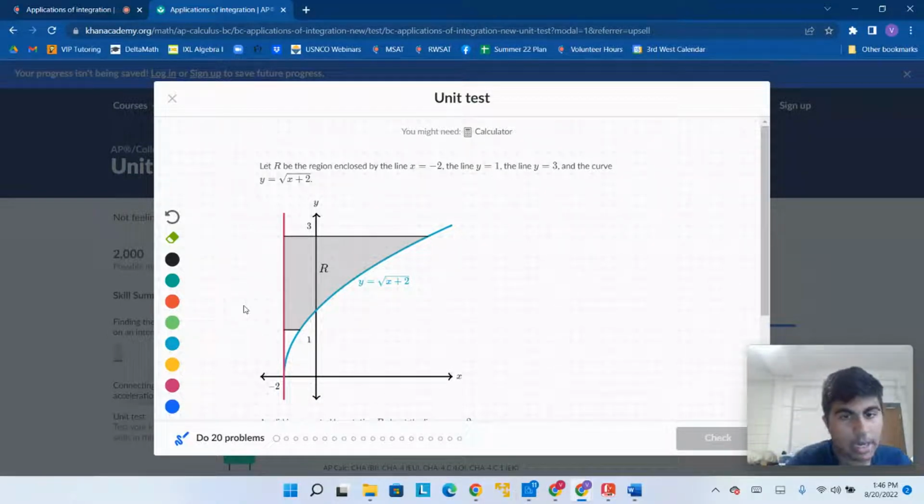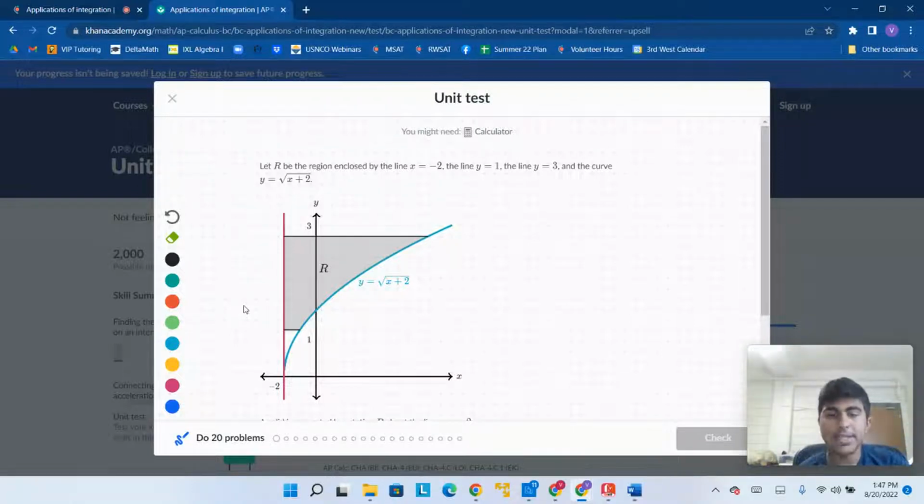If I was to write an equation where x is the final variable and y is the independent variable, I would square both sides, and then I get y squared equals x plus 2. So then y squared minus 2 equals x. Right, so now what? Well, now we realize that we're going from y equals 1 to y equals 3. We're starting at y equals 1, and going up to y equals 3.